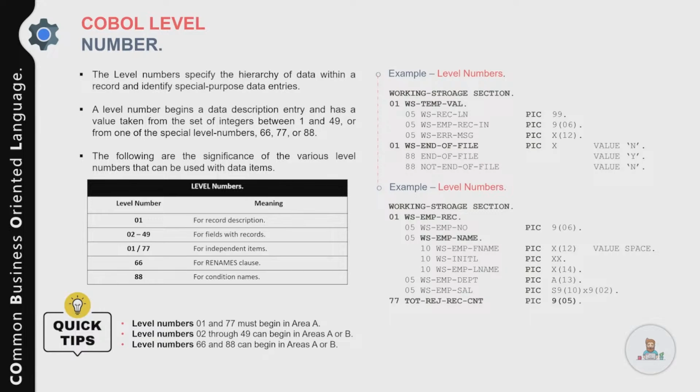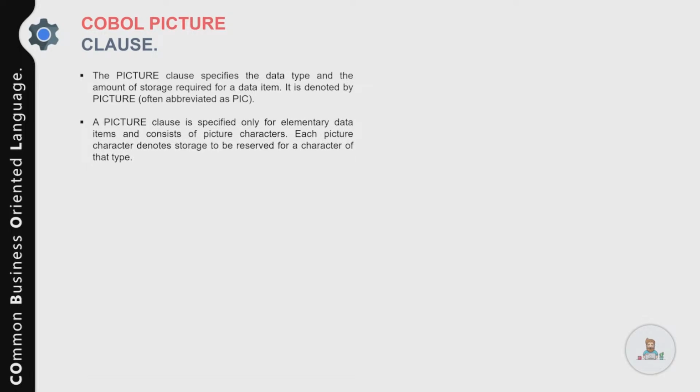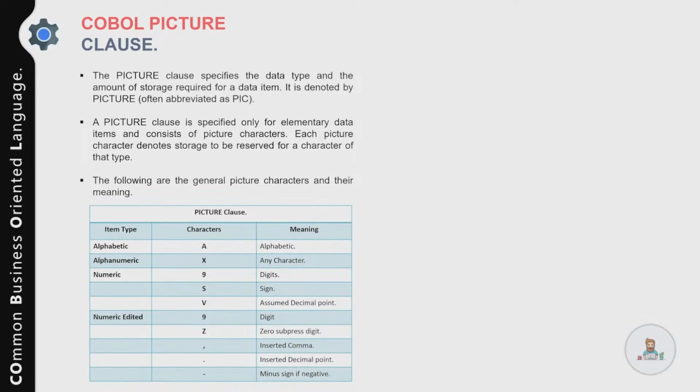Now let's talk about picture clause in COBOL. The picture clause is used to specify the data type and the amount of storage required for a variable or a data item. It is denoted by PICTURE, which is often abbreviated as PIC. A picture clause is specified only for elementary data elements or items and consists of picture characters. Each picture character denotes storage to be reserved for a character of that particular type.